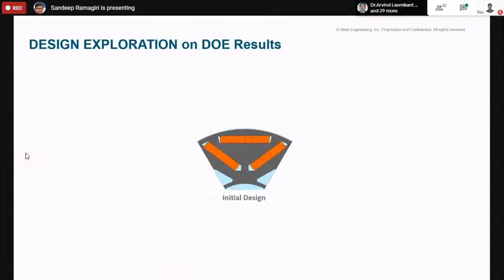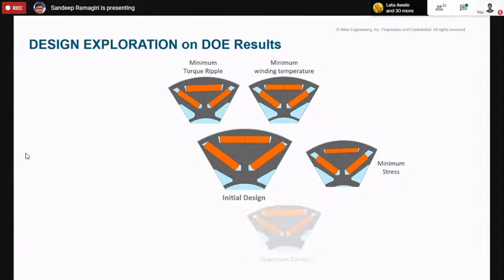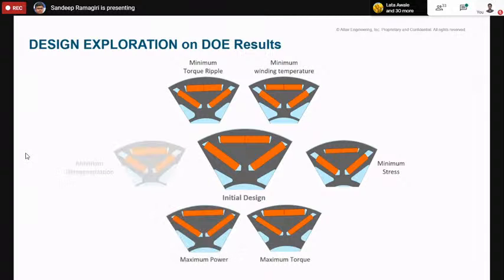So this is the result from the DOE. DOE is nothing but design of experiments. First the software will play with the parameters to achieve the goal while considering the constraints. And this is the result of basically the initial design, and this was the result which comes from the software to have a minimum torque ripple. And this was a design which gives me the minimum winding temperature. And this was a design which gives me the minimum stresses and the maximum torque, maximum power, and also the minimum demagnetization characteristics. So this is the result of demagnetization.